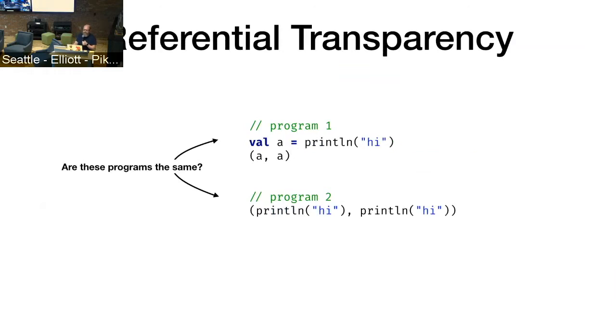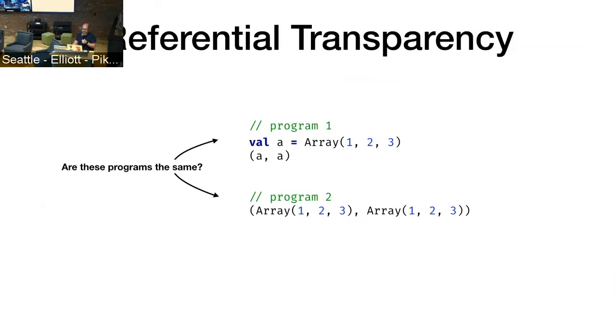Look at another example. Print line high. If you don't know Scala, this might look weird. Print line returns a value of type unit. There's no such thing as a void method in Scala. Every method returns a value. So the question is, are program 1 and program 2 the same? And obviously they're not. The second one prints high 2 times. So this will end up being a property of essentially any method that returns unit. The only purpose of such a method is to side effect.